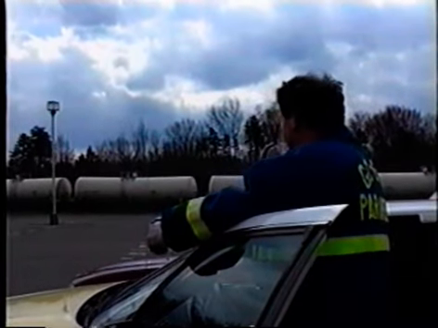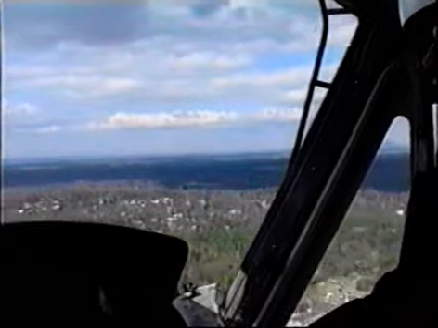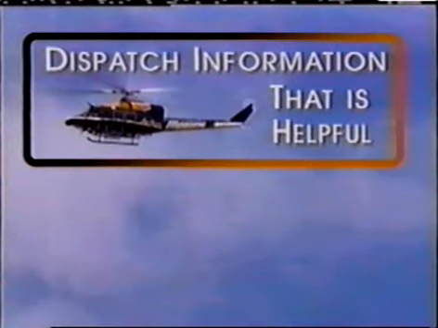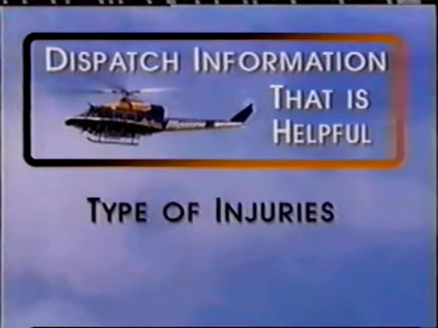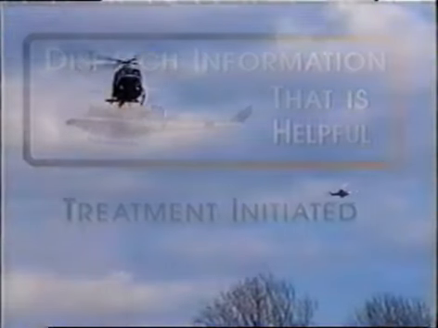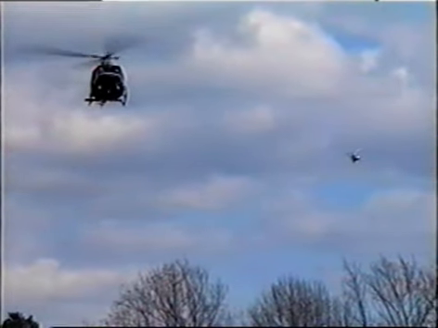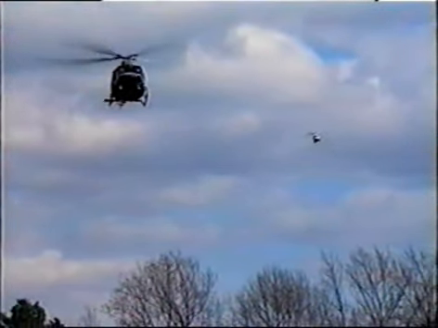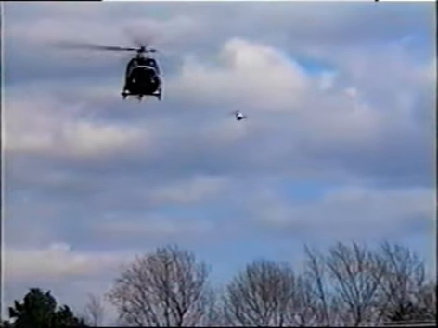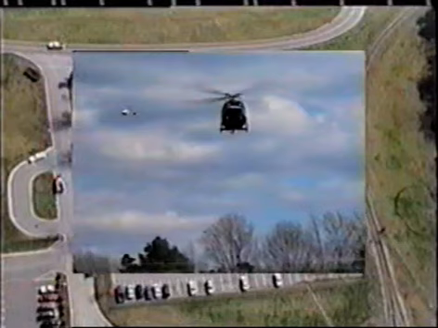Whenever possible, avoid the use of common frequencies and open PLs. This will keep radio interference to a minimum. Additional helpful information could include type of injuries, vital signs, and treatment initiated. If the contacting agency believes that more than one helicopter service will be needed, it is recommended that you allow the Helicopter Services Communications Center to coordinate this operation to avoid confusion and possible safety hazards.